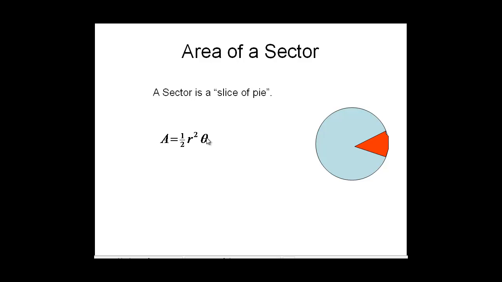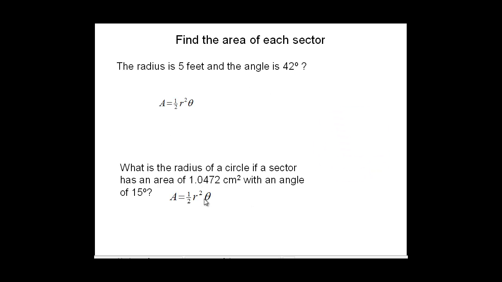Now it comes from the pi r squared formula, except that we only have part of a circle, so that's where the half comes from. And the theta comes from the angle in radians. So again, it's 1/2 r squared theta. Theta is going to have your pi in it. So A is the area, r is your radius, and theta is, again, an angle that is in radians.